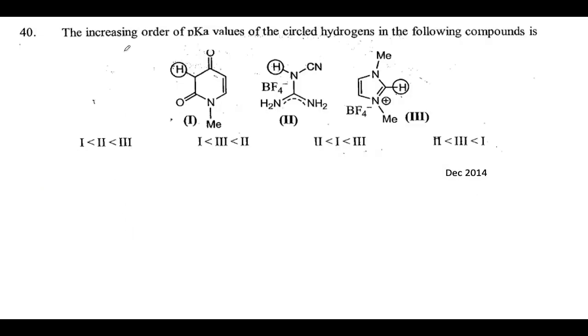Alright guys, so in this particular question we are talking about the increasing order of pKa values of the circled hydrogens in the following compounds. So these hydrogens we are talking about, all the circled ones, right? So first of all, for considering the pKa value, we'll consider the acidity, because we know that pKa is inversely proportional to acidity.